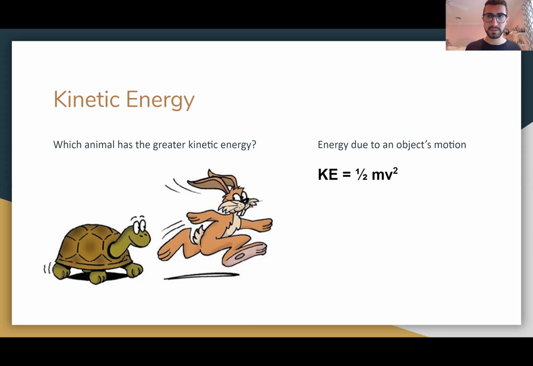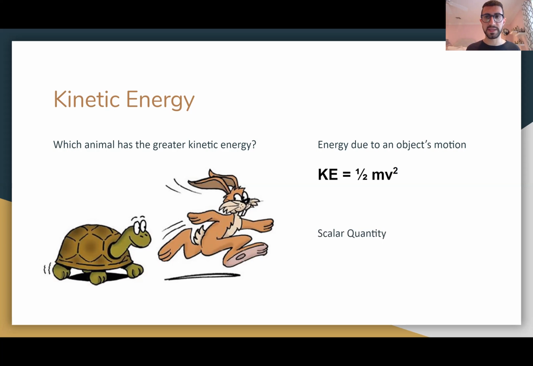Well, we don't know the mass of the objects, but assuming that they're the same mass, they have relatively similar masses in this picture, I would guess. We can say that the hare has greater kinetic energy because we know that the hare moves faster in the story. So here the hare has greater kinetic energy, assuming that their masses are the same.